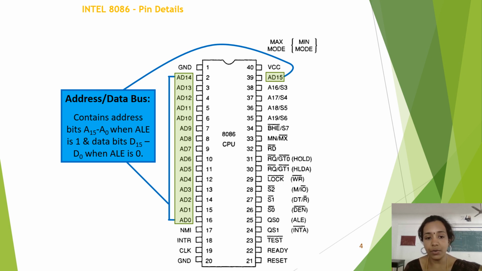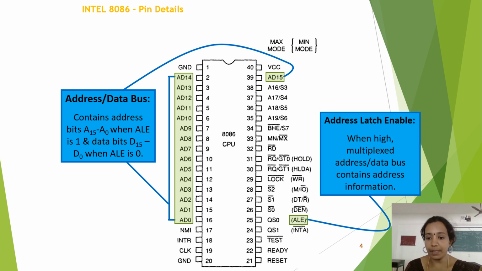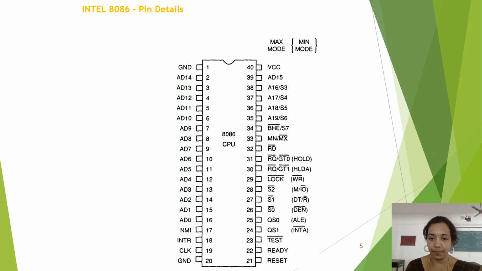So the address will be sent when the address latch enable is 1. The D0 to D15 pins will be used for sending the data bits when ALE is 0. When ALE is 1, A0 to A15 pins will be used to send the address bits. Because of that reason, we say that these pins are used for address as well as data. Next one is the address latch enable. When high, the multiplexed address data bus contains the address information.